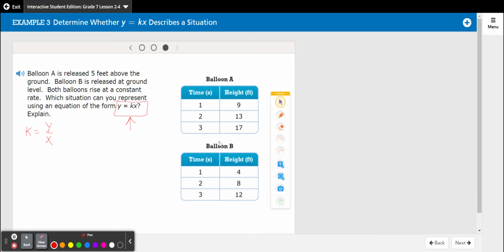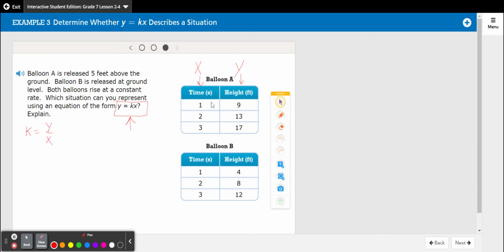Now, let's look at these tables. Whenever we're given a table, we have to remember that x is the independent variable. That's the one that we can control, which in this case is time. And y depends on how long or how much we do x, so that becomes the dependent variable, and it's the height. So in order to figure out if we can use k, we're going to look at balloon A and balloon B, and we're going to divide the y's by the x's.